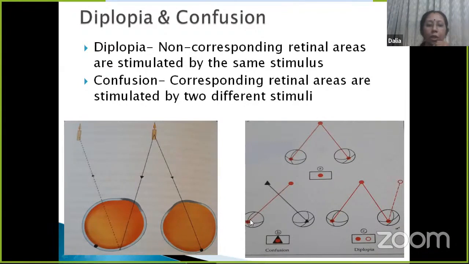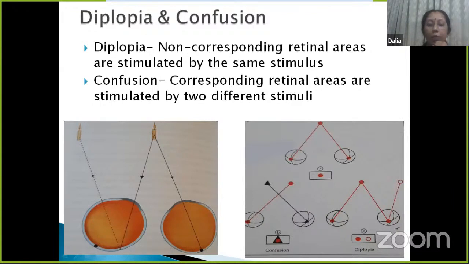In confusion, corresponding retinal areas are stimulated by two different objects. The left fovea is stimulated by the circle, the right fovea by the triangle. Both have the same primary visual direction. The patient will be seeing both the circle and the triangle, so he will be confused about which one he is seeing. Diplopia, again, is when non-corresponding retinal areas are being stimulated by the same object.